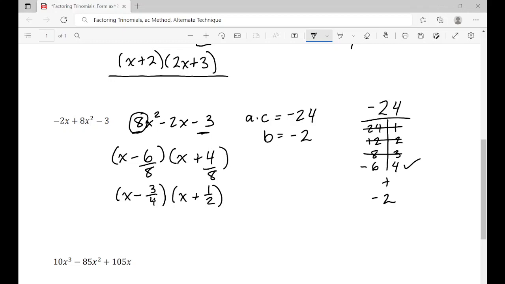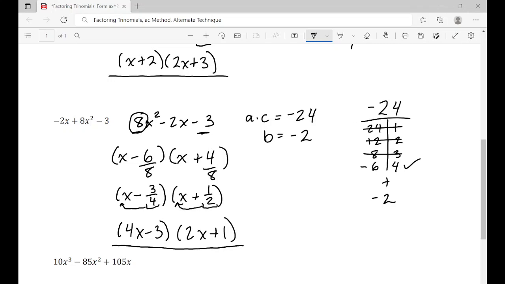Now none of these are integers, so I'm going to take the denominator of each one and move it to the front of each parentheses, like so. So I'm going to end up with 4x minus 3 and 2x plus 1. And this is the factored form of this trinomial here.